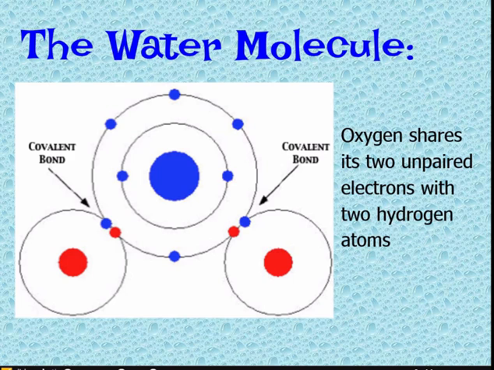Remember that it has to have 8 electrons in its outermost shell to be stable, and so it's missing 2, so it's hungry for 2 more electrons. So it chooses to share its 2 unpaired electrons with the 2 hydrogen atoms and their electrons, so that now if you count how many electrons there are in the outermost shell of oxygen, it is stable. We're going to find out in the next slide, though, that it doesn't share those electrons evenly.